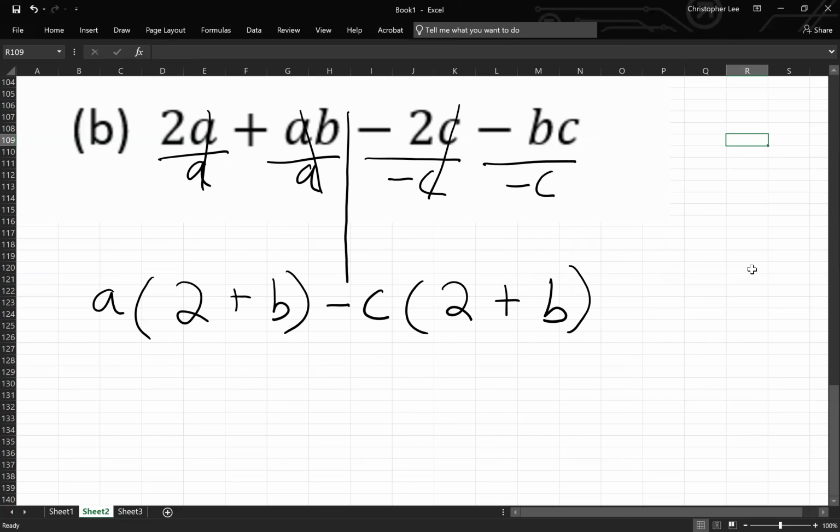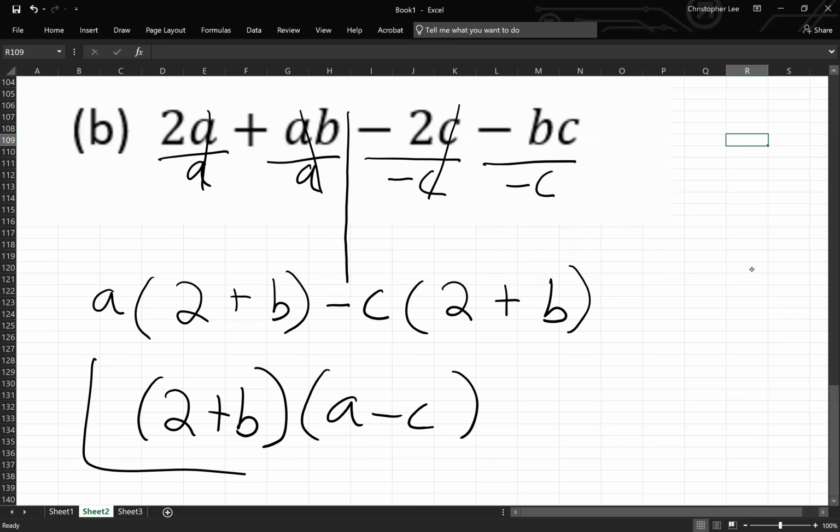We have to go further, right? So now I have 2 terms: a times 2 plus b, and negative c times 2 plus b. What am I going to do? I want to factor out the greatest common factor again. So what do they both have in common? They both have 2 plus b. So I put that in parentheses. Now what's left over on the outside? A minus c. And that's it. That's my answer.